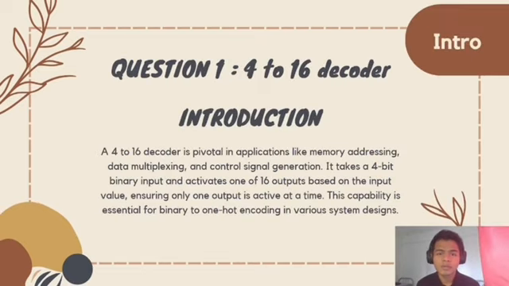For question 1, 4 to 16 decoder. Introduction. A 4 to 16 decoder is pivotal in applications like memory addressing, data multiplexing, and control signal generation. It takes a 4-bit binary input and activates one of 16 outputs based on the input value, ensuring only one output is active at a time. This capability is essential for binary to one-hot encoding in various system designs.